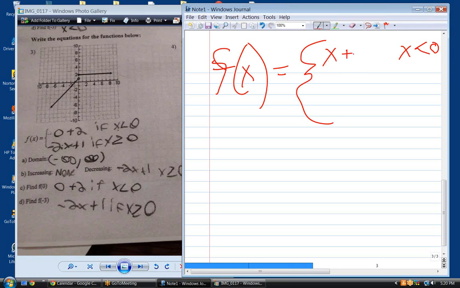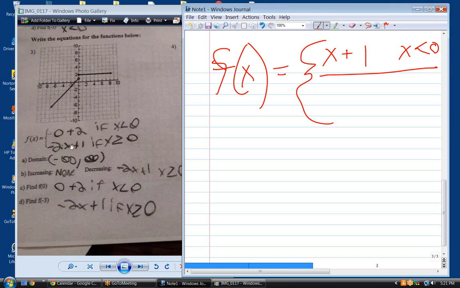It's at 0. Is it? The y-intercept? In other words, look at just this line right here. Where does it touch the y-axis? Oh, sorry, 1. Okay, so that's the equation of that line right there. That takes care of everything to the left of the y-axis. And that's where we want to start. You kind of got it reversed here.